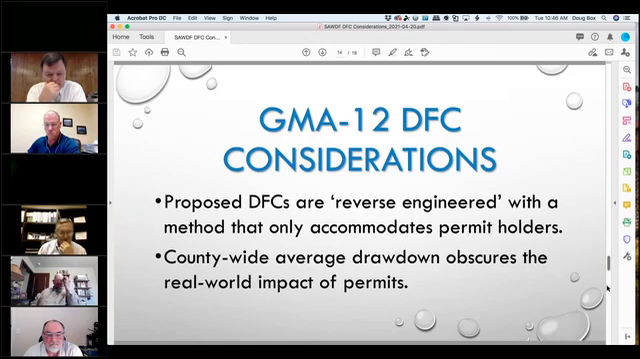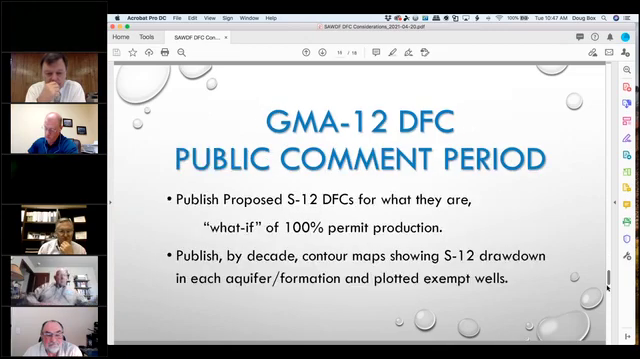And that's because those DFCs are reverse engineered. And the other thing is that countywide average drawdown obscures these impacts. You don't see it. You go and measure the water level in all these wells, and you report that data. But are you mapping that out? And are you asking yourself the question? I heard that a little bit from Gary when he's talking about their well assistance program starting to map some of that data. But I haven't heard that discussion from anybody else at GMA 12. Next slide, please.